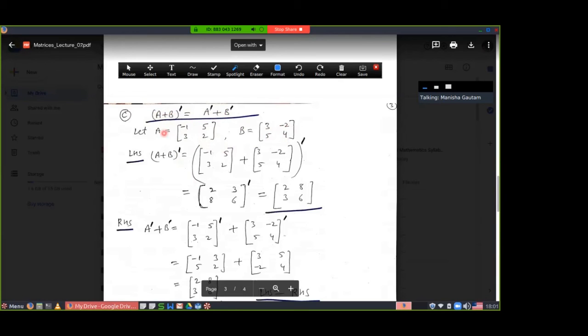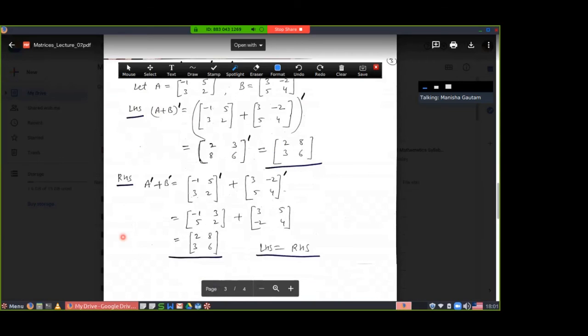According to the left hand side, you are just adding first. Add these two matrices. You are getting corresponding elements added: 2, 3, 8, 6. Now transpose this. It means row becomes column and column becomes row. Or you can remember it, first row becomes first column, second row becomes second column. This is the left hand side solution. Now come to the right hand side solution.